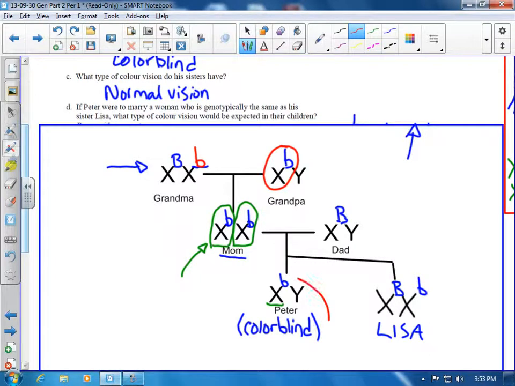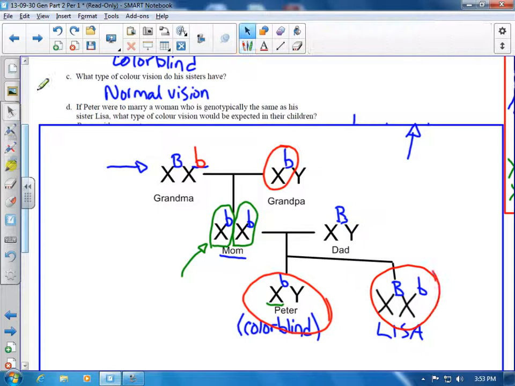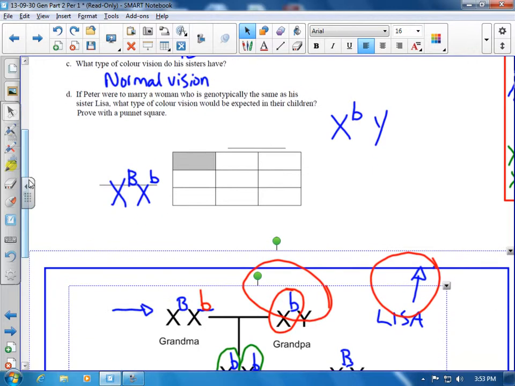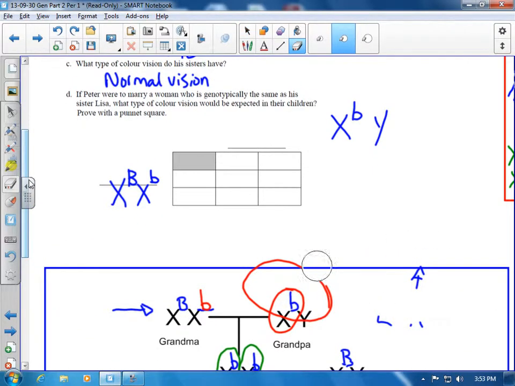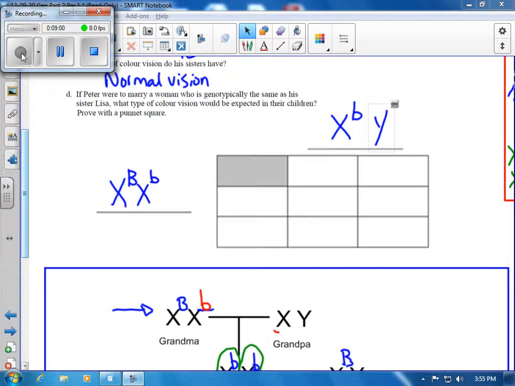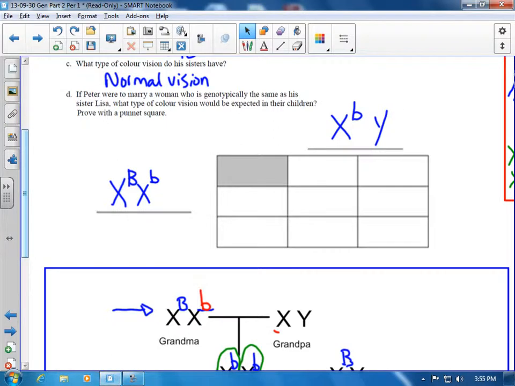So simply, I need to take somebody like Peter and somebody like Lisa and put them into a Punnett square. So let's go ahead and do that, and I've started us right here doing something just like that. Let me pause one more time. All right, I think I'm finally good here. Let's take somebody like Peter and somebody like his sister and mate them together here in the square.